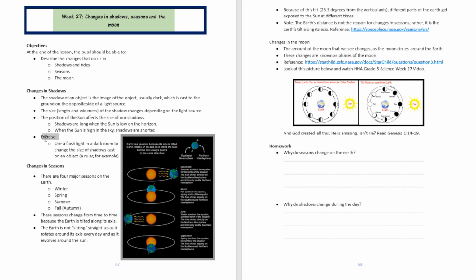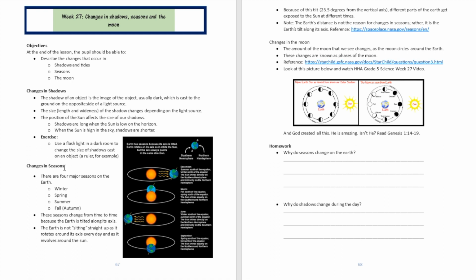You can try to do that exercise. Use a flashlight in a dark room to change the size of shadows cast on an object. On a ruler, for example, you're going to bring the flashlight close to the ruler and see the impact of that on the shadow. Take the flashlight away, and see the impact of that on the shadow.